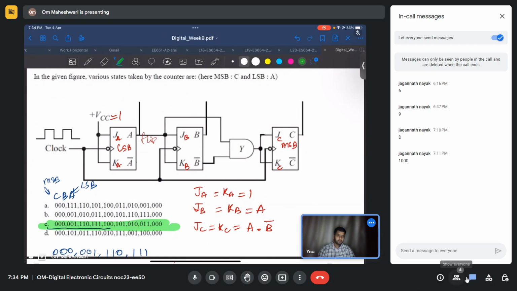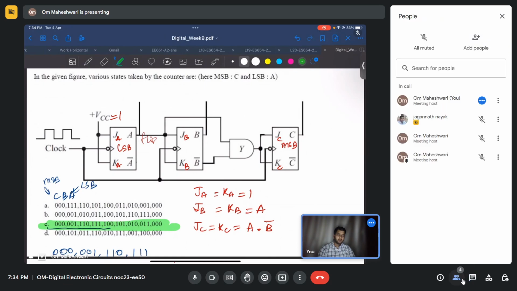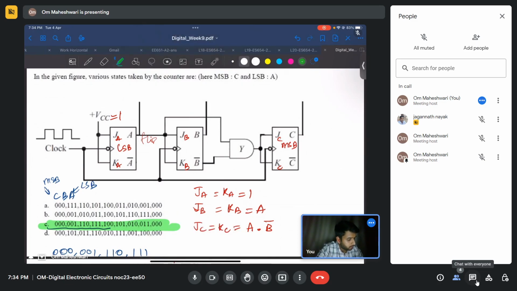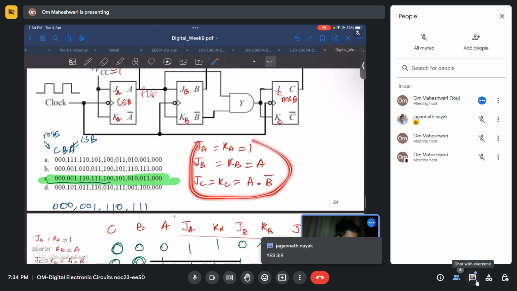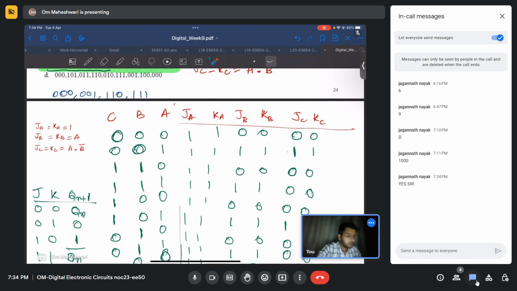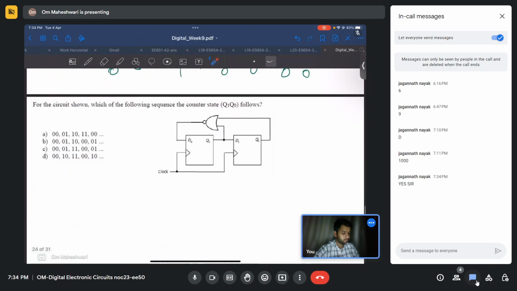Is this question clear? So we have done the same thing we were doing before. Find the inputs. Okay, thank you. So let us see the next question.